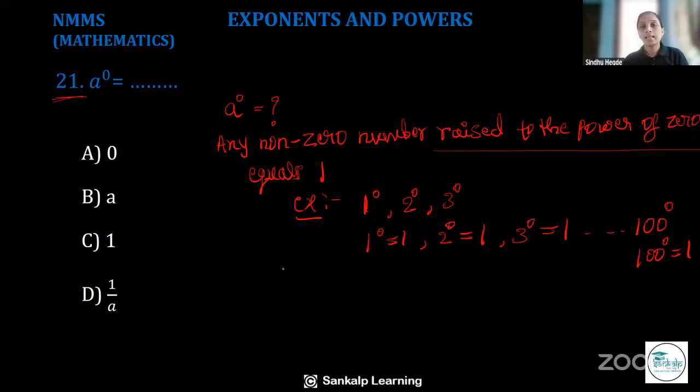Similarly, A raised to 0 is our given number. A is considered as a non-zero number here. So A raised to 0 is also 1. Hence, the correct answer is option C, 1.